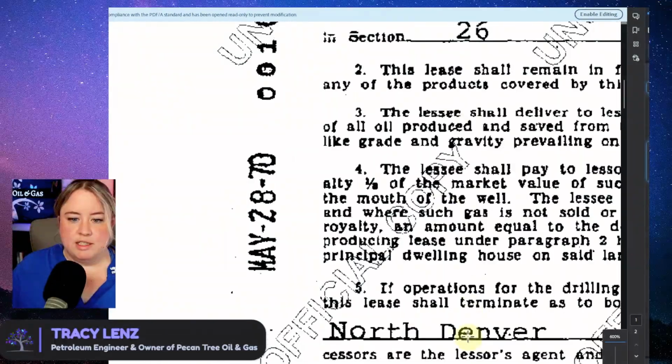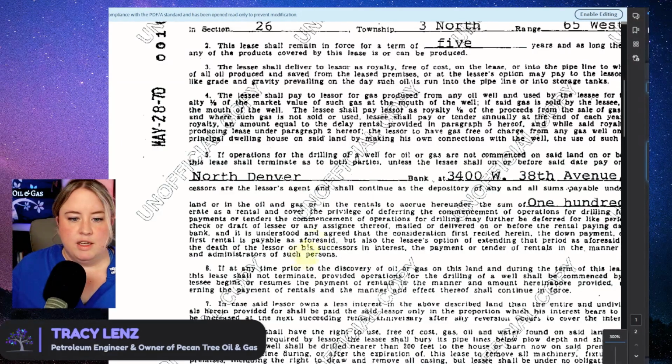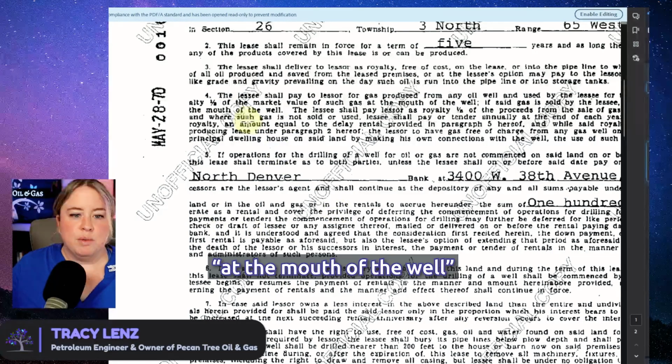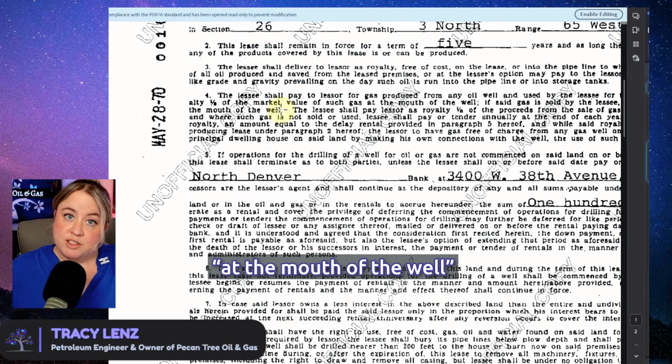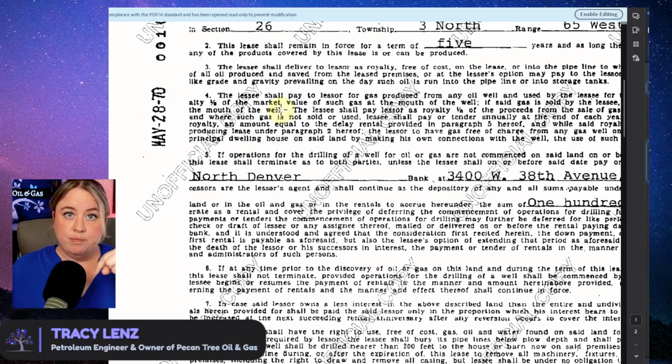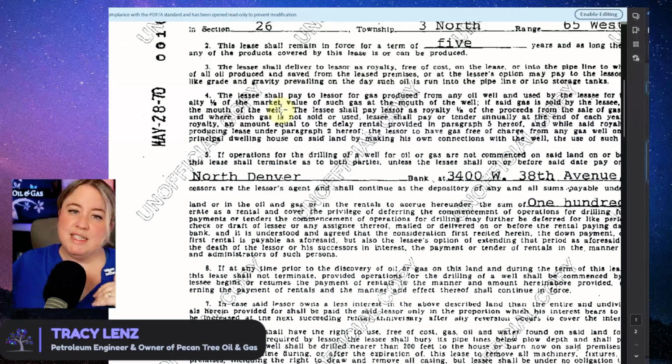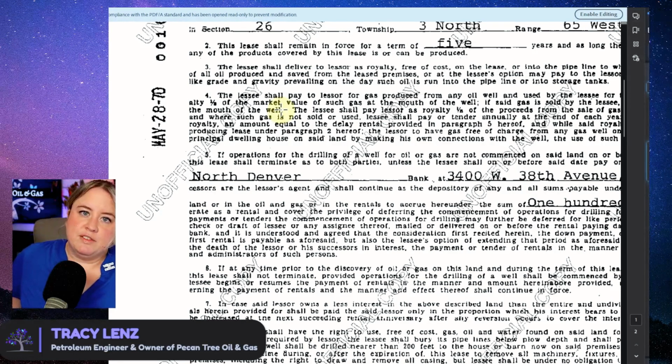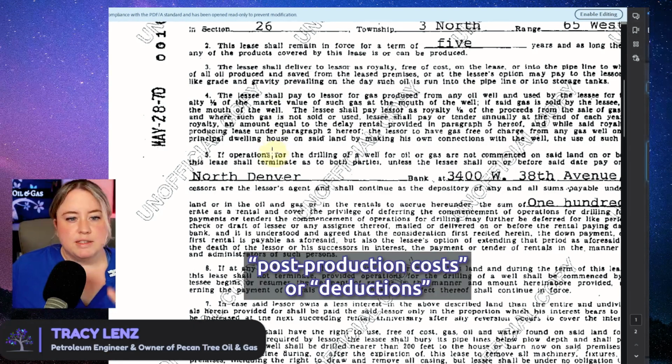Well, let's try to zoom in on that just to show this is 1/8 of the market value. You'll also see terms sometimes saying 1/8 at the mouth of the well. Whatever 1/8 of the value is right there at the well, right at the well bore, they'll pay you 1/8 of. But if they take it somewhere else and make it more valuable by doing stuff to it, you have to pay your fair share of getting it to that place to make it more valuable, but then you get 1/8 of that too. That's post-production costs, by the way. That's another term we'll get into later, but 1/8.